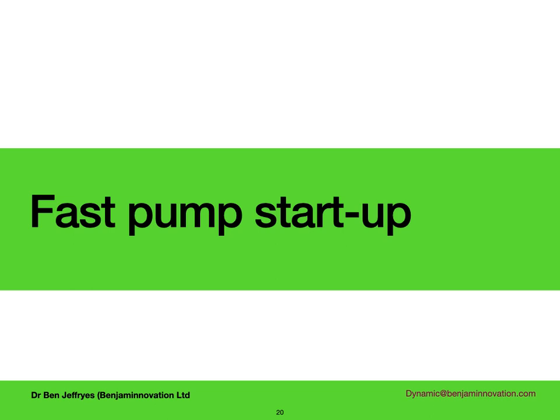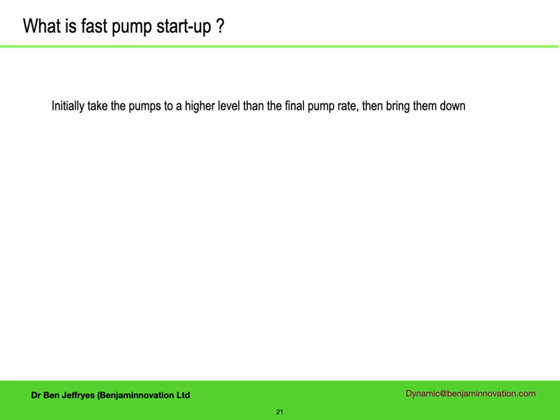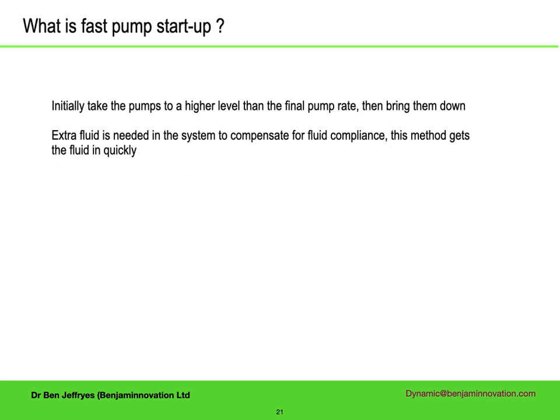Can we get the system to start up and stabilize faster? The answer, of course, is yes. Fast startup takes the pumps initially to a higher level, then drops them down to the steady state flow rate. The reason for the slow rise in downhole flow rate is that fluid compliance requires more fluid to be pumped in initially than emerges through the bit nozzles. If we can get that fluid into the system quicker, the downhole flow rate will be stabilized faster.